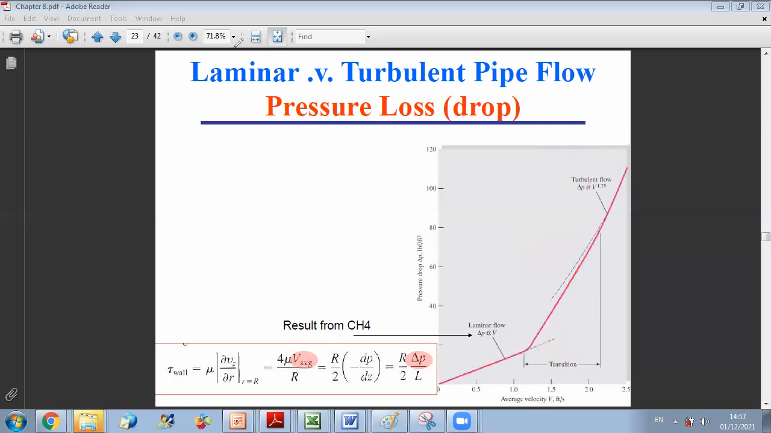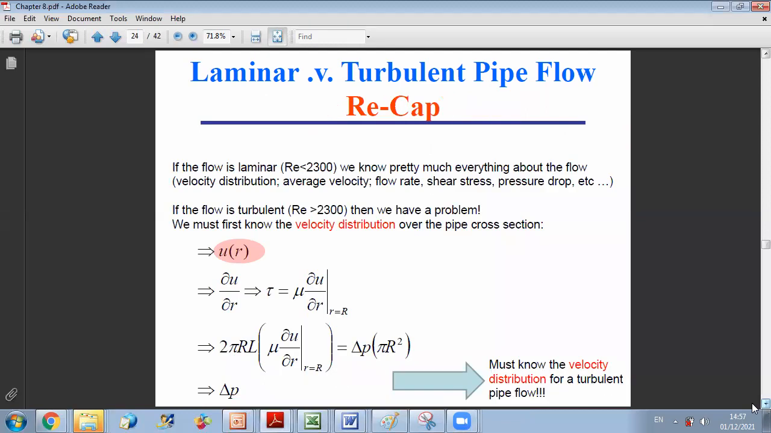And from here, we can say that in the case of turbulent flows, we should perform the experiment to be able to come up with values for friction.